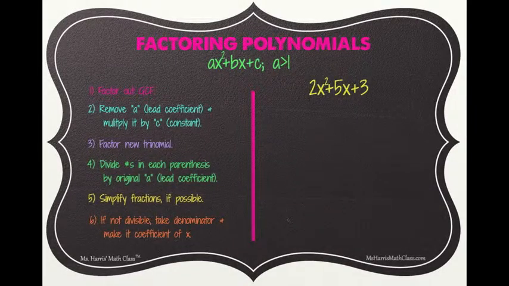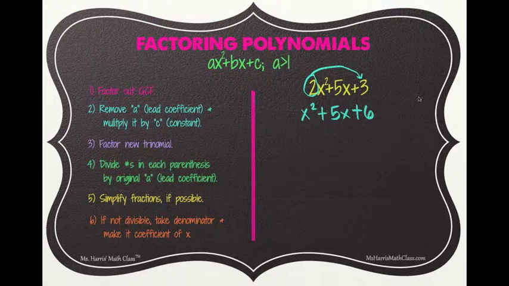We'll factor the trinomial 2x squared plus 5x plus 3. Step 1, factor out a greatest common factor. There aren't any common factors, so we'll proceed to step 2. Circle the lead coefficient 2 and multiply it by the constant 3. Our new trinomial is x squared plus 5x plus 6. We'll write the positive factors of 6 since there are only positive numbers in this trinomial. The pair that has a sum of 5 is 2 and 3.